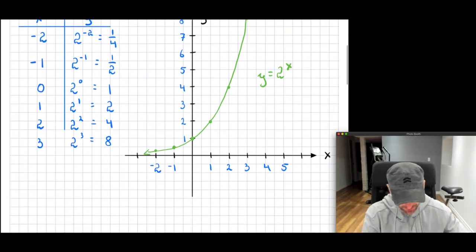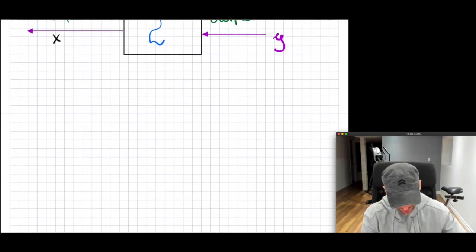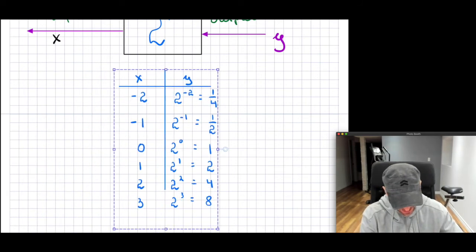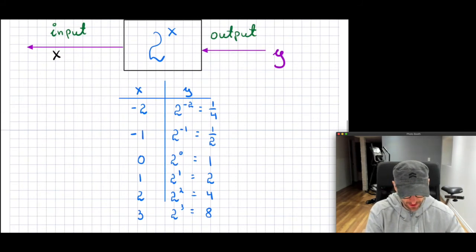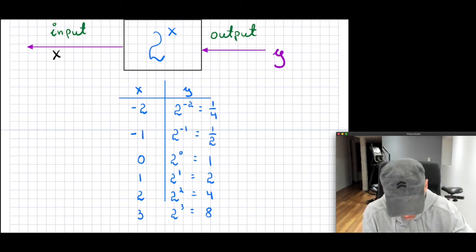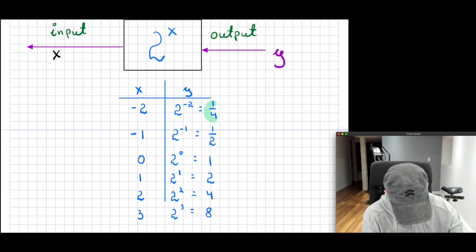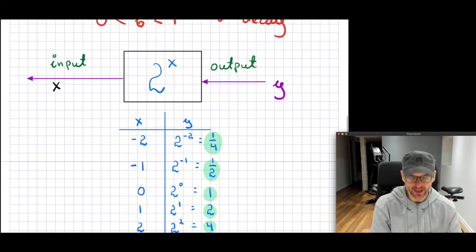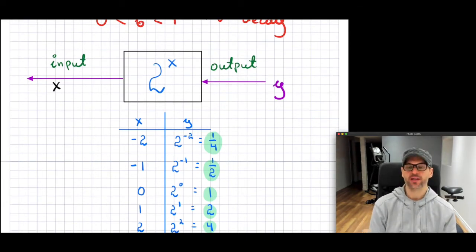So copy. I'm going to paste it right here. So let's say this was our table of values right there. What we're trying to do is, if we know the inputs, if we know these, and we know that our system is 2^x, can we figure out what x was?